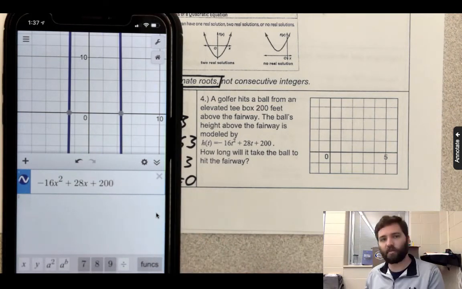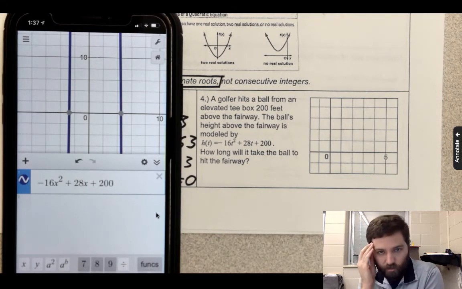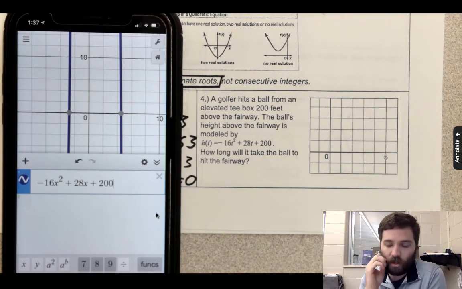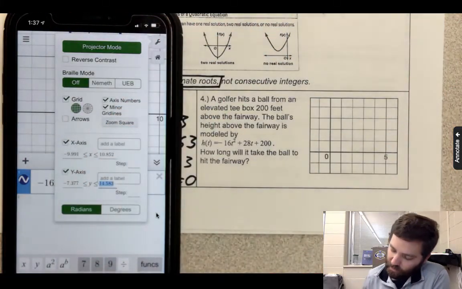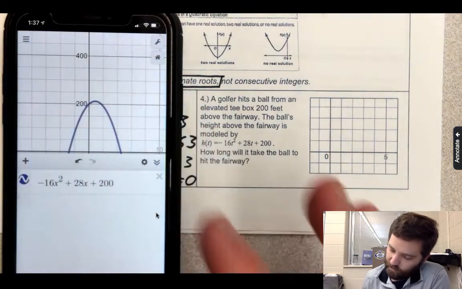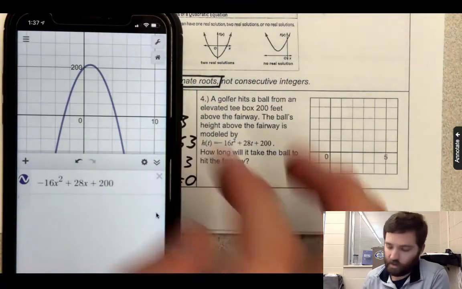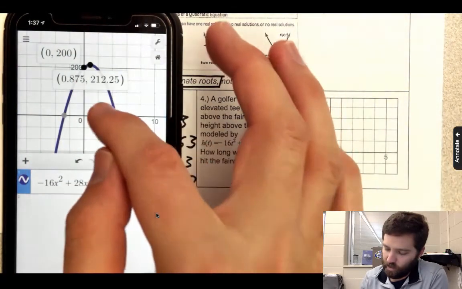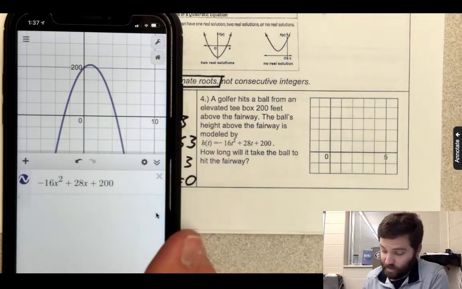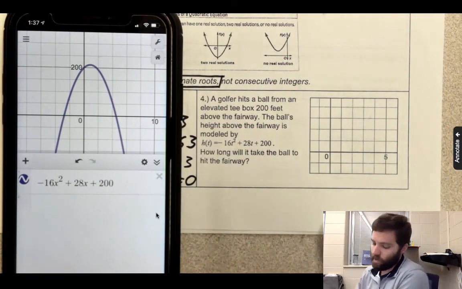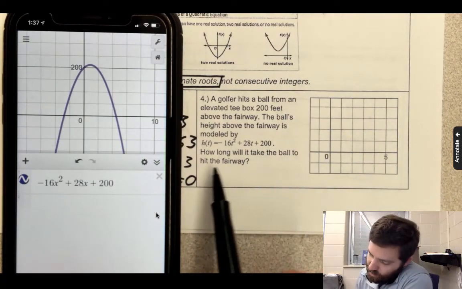All right, now I have a problem. I cannot see the maximum here, although we don't really care actually. But one thing you can do is change the y-axis to go up to, I don't know, 500 maybe? Let's see if that's enough. Yeah, that's enough. Okay, so you can see that the maximum height of the ball is 212 feet. And that actually turns out not to matter that much because what we want to know is how long will it take the ball to hit the fairway.